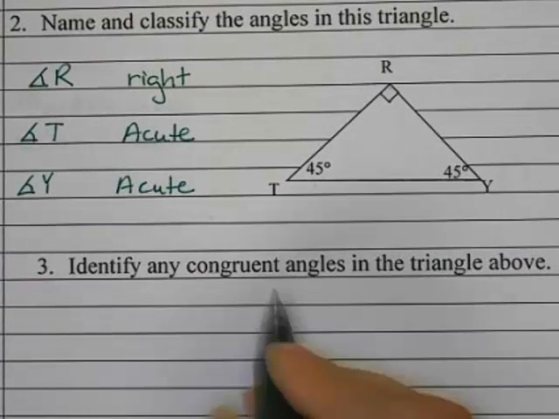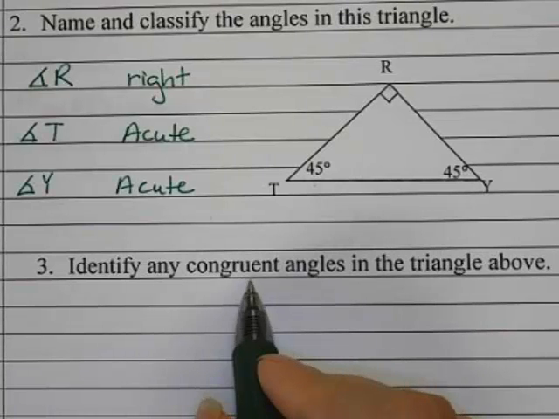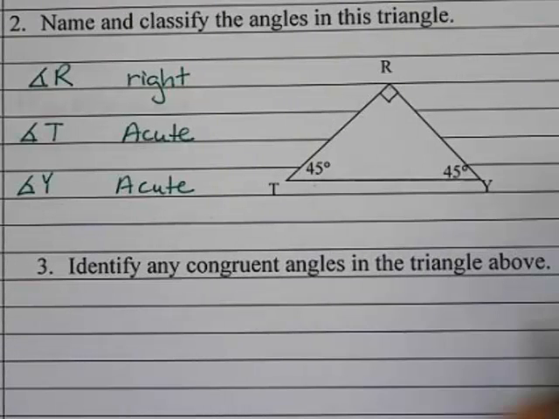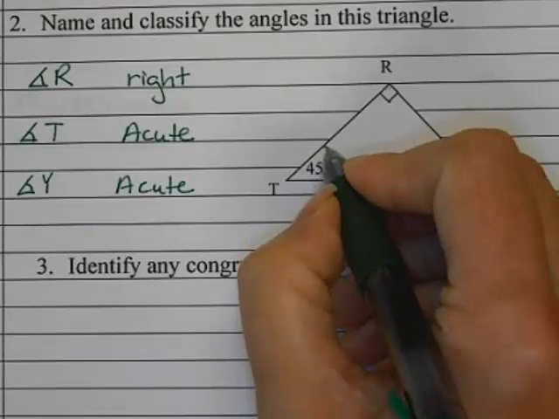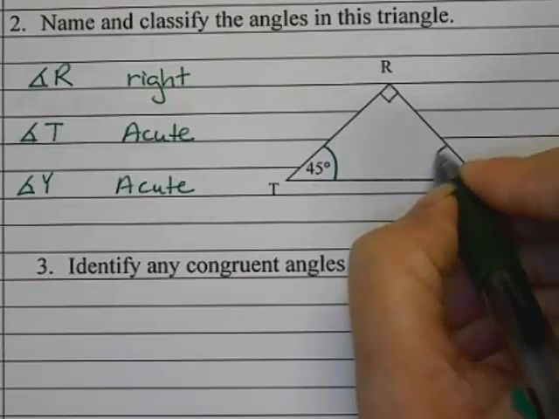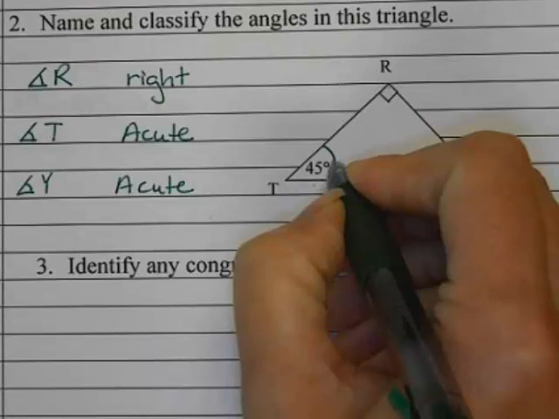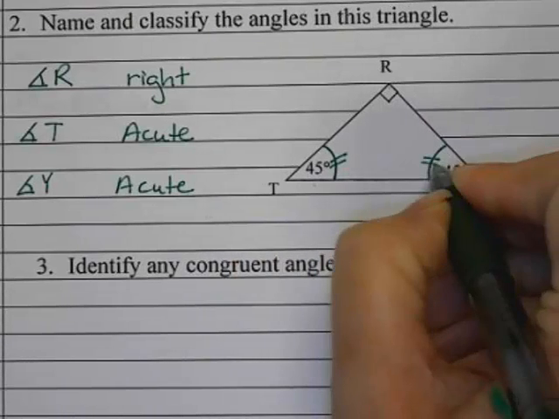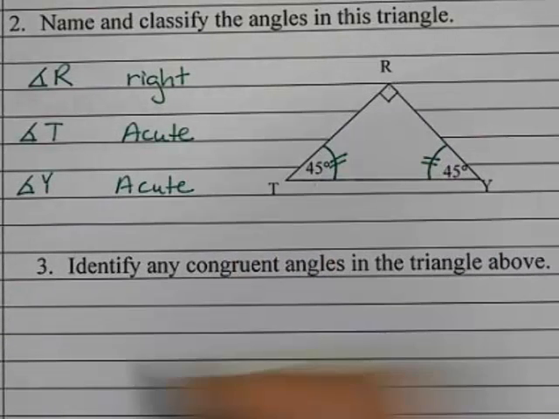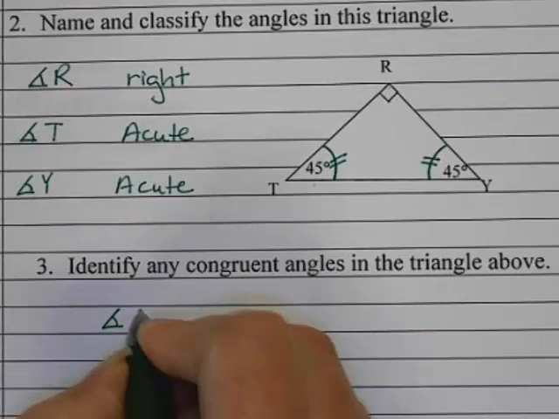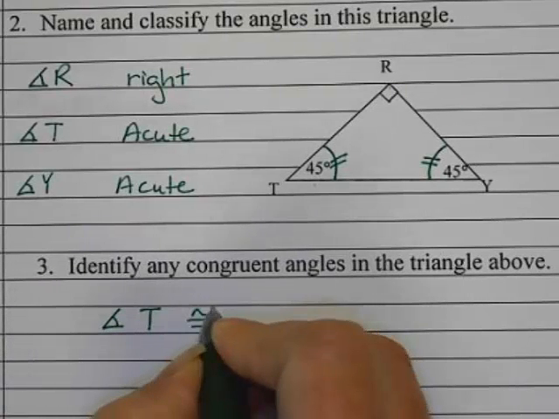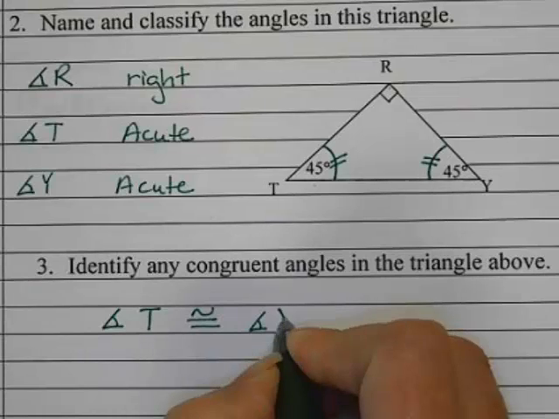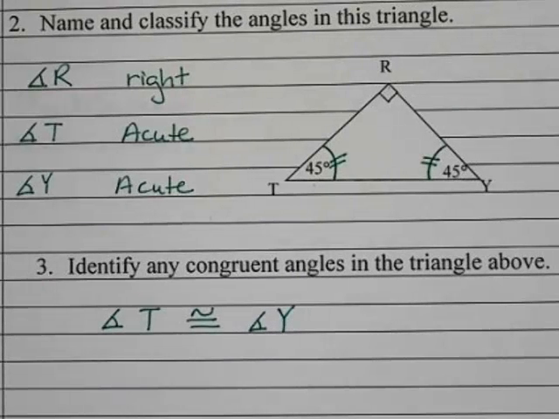Now while we're here, we're going to do number 3 and identify any congruent angles. Any of these angles that have the same measure. That's a pretty obvious one. I see here angle T is 45 degrees, and so is angle Y. So I might mark those with a tick mark or 2 to show that they're a match. So I would write here that angle T is congruent to angle Y. And that's all there is to it. And hopefully this was a good review for you.